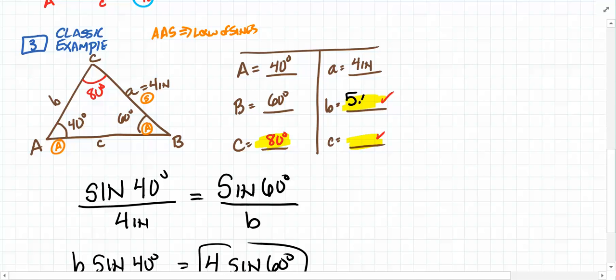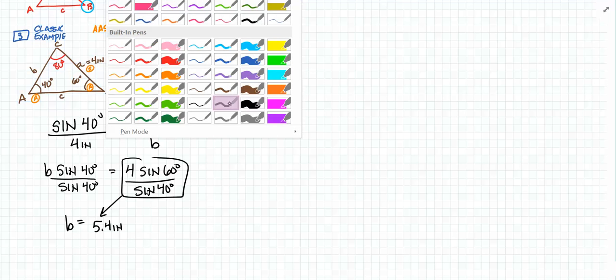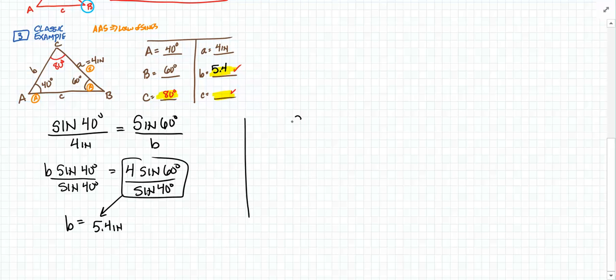So we're not done because we still need side C. So I like to set up the same one again. So I'm going to say, okay, sine 40 degrees over 4 inches. Why would I use the same one that I was using before?